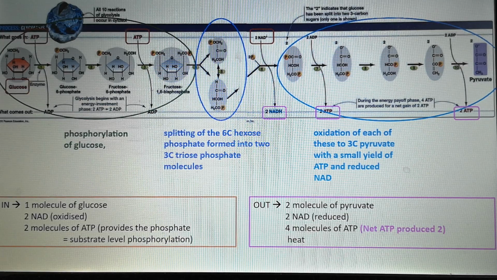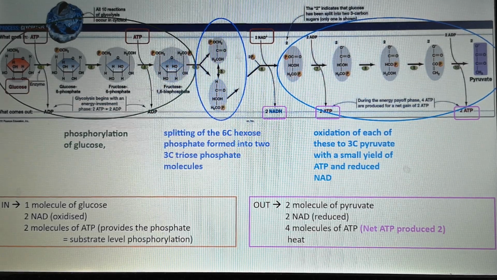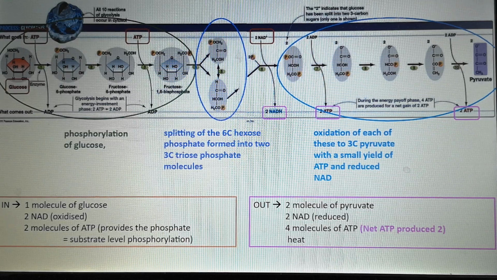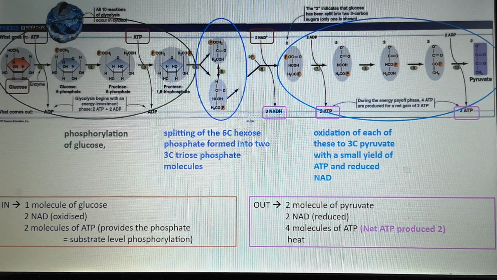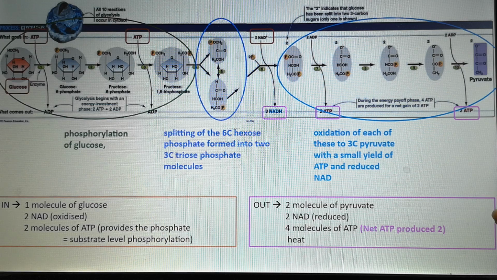And the summary at the bottom here, we have put in 1 molecule of glucose, we have put 2 molecules of NAD in, and we've put 2 molecules of ATP in. Remember, the ATP provides the energy at the beginning and also provides those phosphate molecules at the beginning. What we get out is 2 molecules of pyruvate, 2 molecules of reduced NAD, and 4 molecules of ATP.